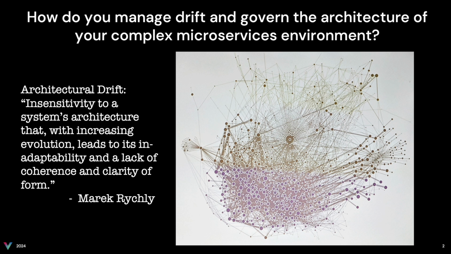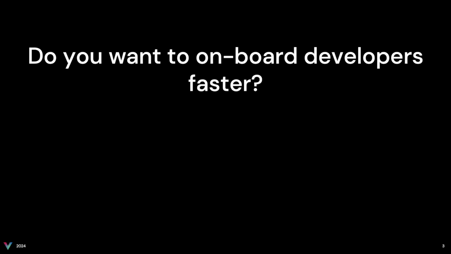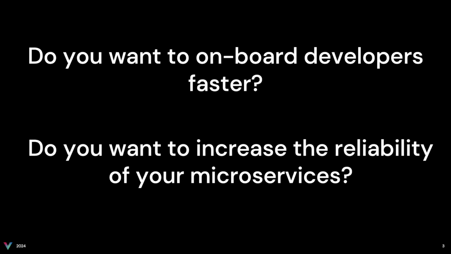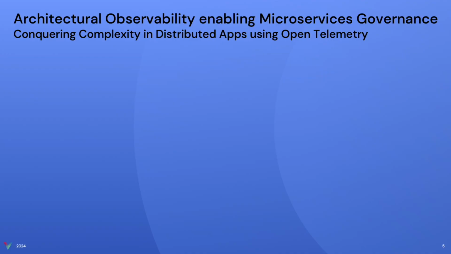As the architecture drifts, the organization loses architectural visibility and control to the point that when making a change to a service, one does not know which services get impacted, leading to longer testing, thereby slowing the engineering velocity and impacting resiliency and scalability. So, do you want to onboard developers faster? Do you want to increase the reliability of your microservices? Architectural observability that enables microservices governance is the solution.